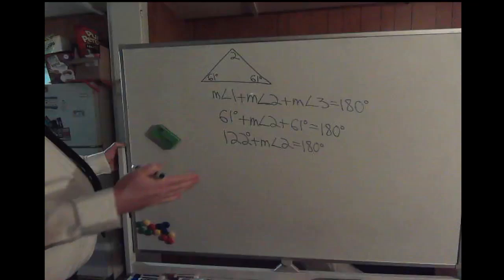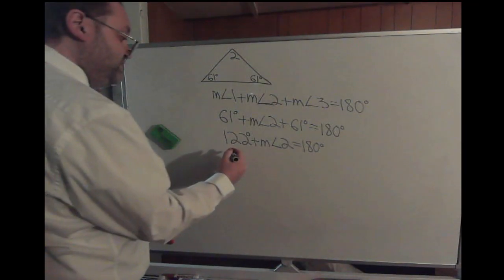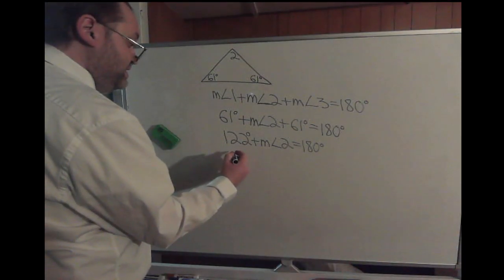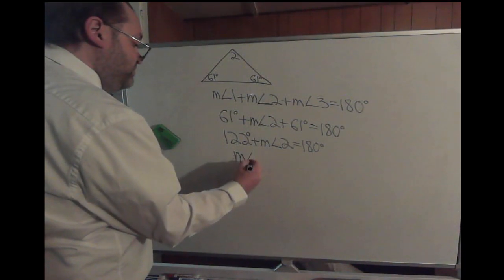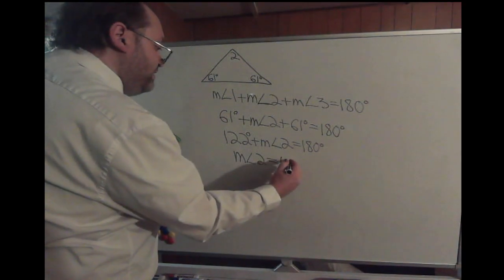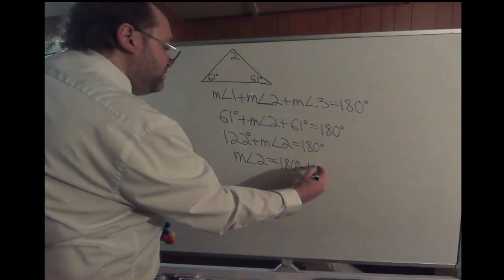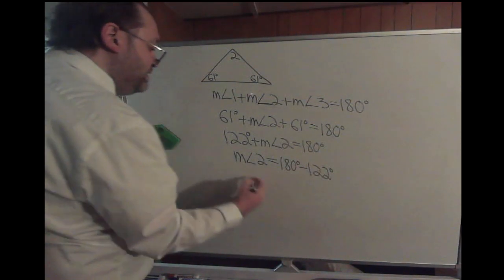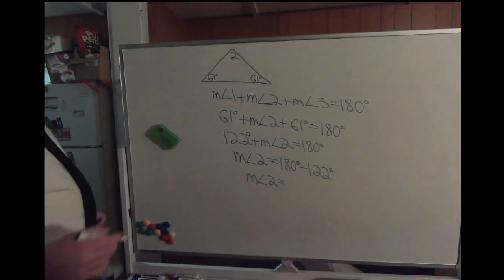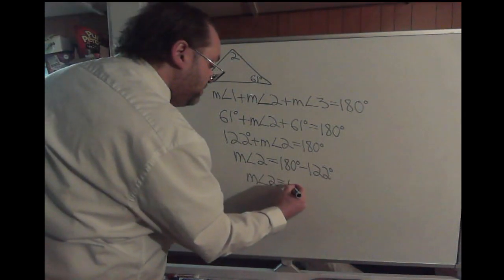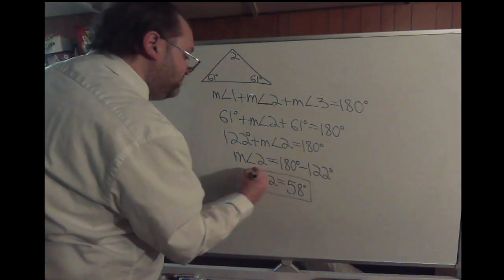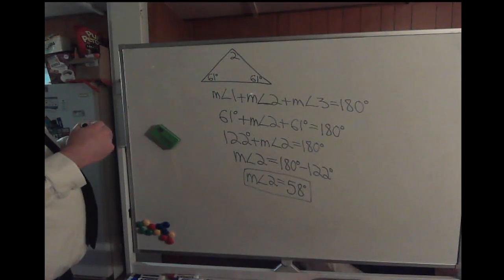Well, we don't know the measure of angle 2. We'll treat that like a variable. So, in order to get the variable by itself, you've got to subtract 122 degrees from both sides. When you do that, you'll have the measure of angle 2 is equal to 180 degrees minus 122 degrees. Now we just do a simple subtraction problem. 180 minus 122, well, that's just going to equal 58 degrees. So that missing angle, the measure of angle 2, is equal to 58 degrees.